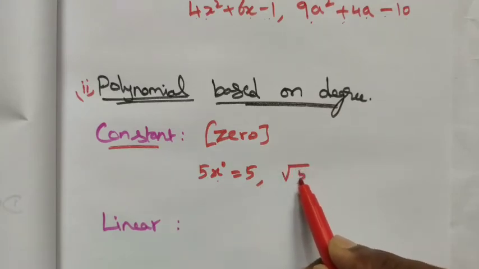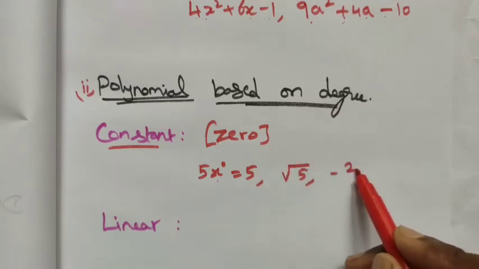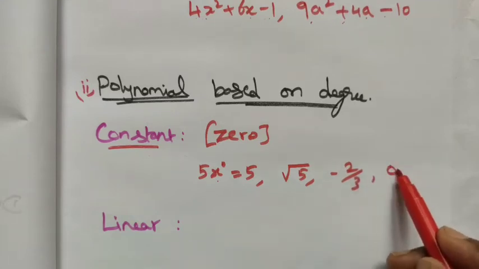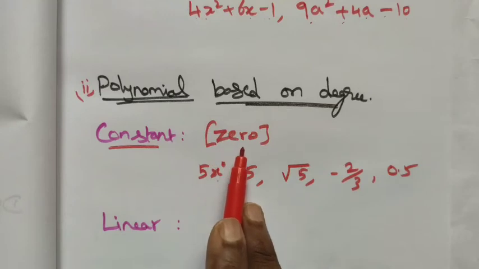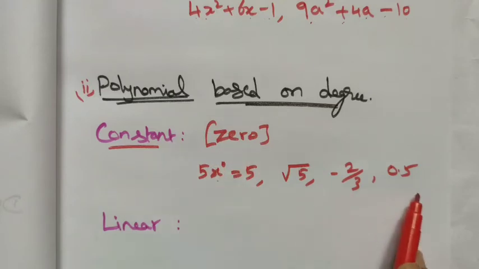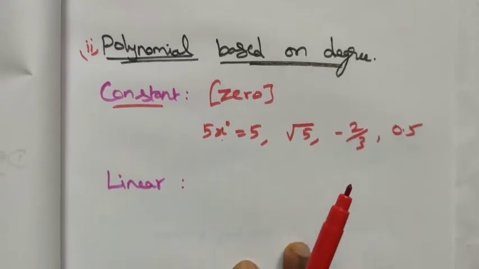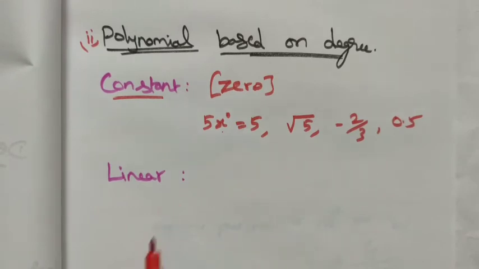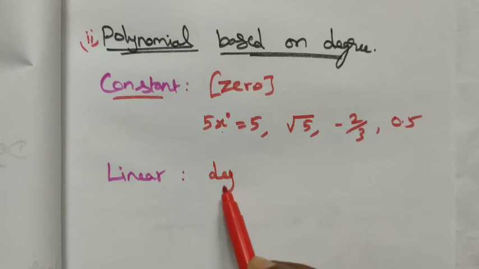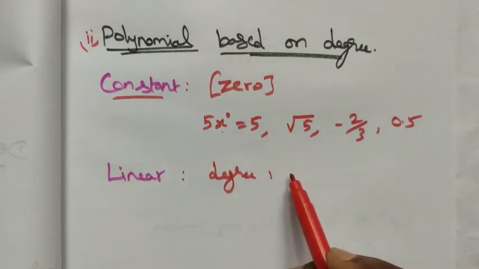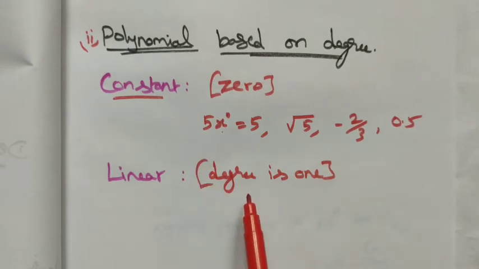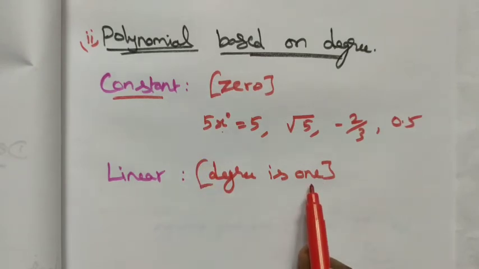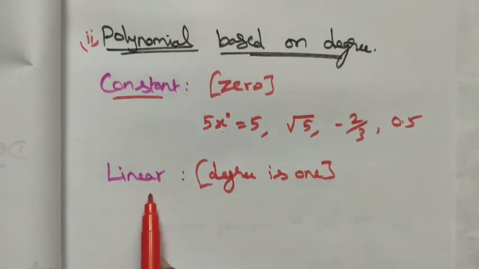And then root 5, and any real number is a constant term, we know that. So if the degree is 0, surely it is a constant term. And then linear means 1. So if the degree of the polynomial is 1, then we call this a linear polynomial.